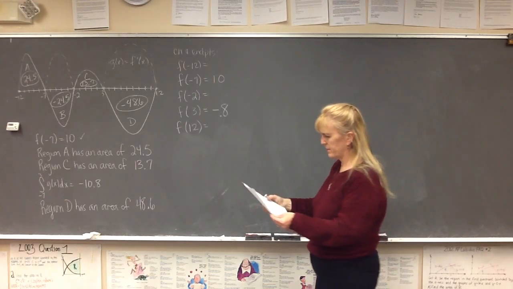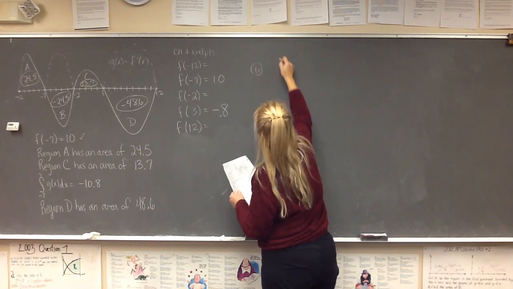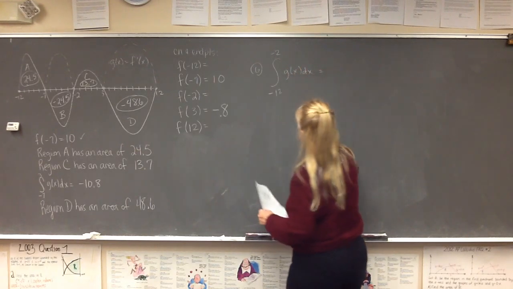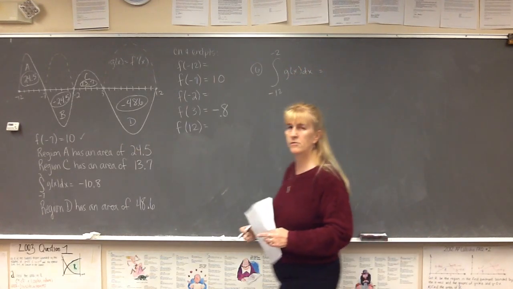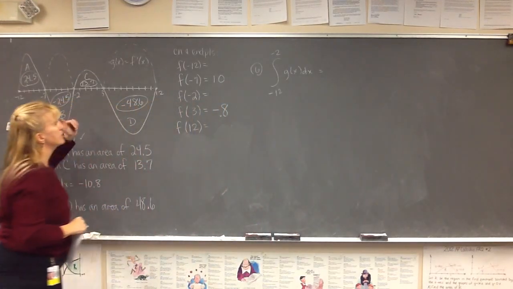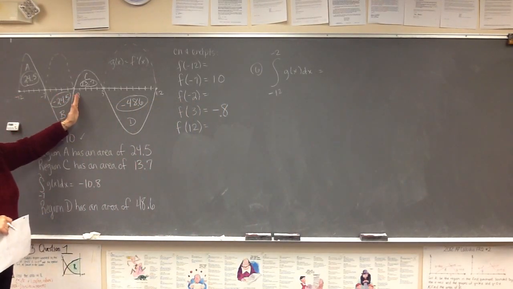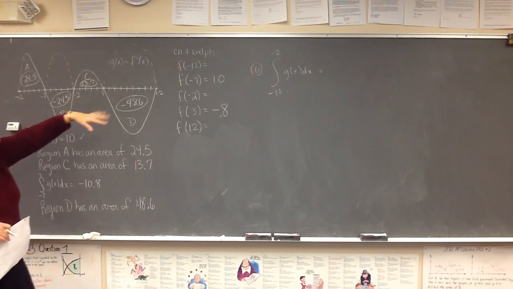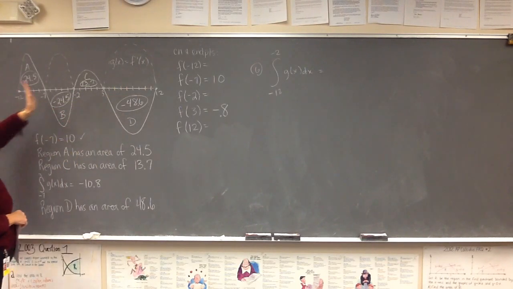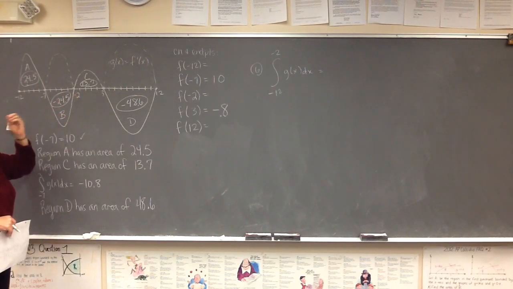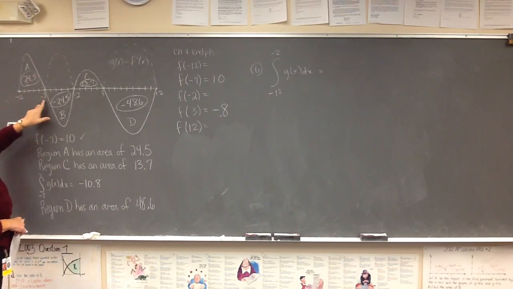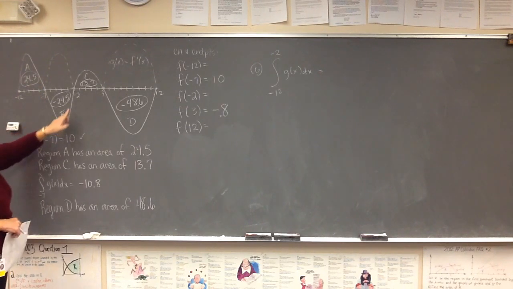Let's try for 6, and then maybe we'll take a break a little bit. 6 goes from negative 12 to negative 2 of g of x dx, which is a big question mark. I'm looking for the integral between negative 12 and negative 2. I want to know what is the net change in the height of the original function f between negative 12 and negative 2. So common sense tells me the original function f is going to increase 24.5 between negative 12 and negative 7, and then decrease negative 24.5 between x equals negative 7 and x equals negative 2.